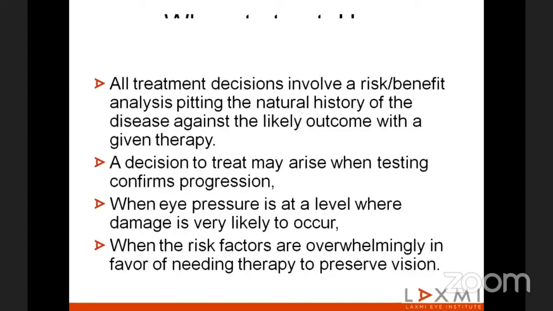All treatment decisions involve a risk-benefit analysis, putting the natural history of the disease against the likely outcome with a given therapy. A decision to treat may arise when testing confirms progression, when eye pressure is at a level where damage is very likely to occur, or when the risk factors are overwhelmingly in favor of needing therapy to preserve vision.